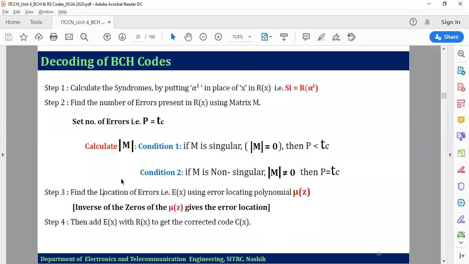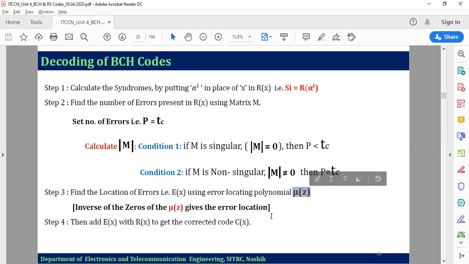Now see the steps. Step number one is what? You need to find the syndromes. Now using that syndrome, you need to find how many errors are present in R of X. And once you have found the number of errors present in the received code word, then you need to find the location of those errors. So for finding the location of errors, that is E of X, there is one polynomial which is called the error locating polynomial, which is mu z, or you can use any variable to represent it. But here I have represented it using mu z.